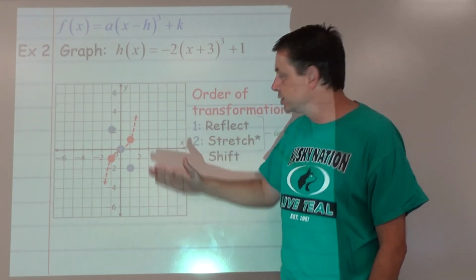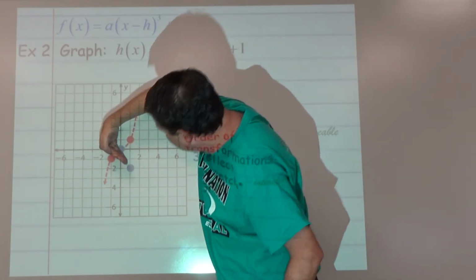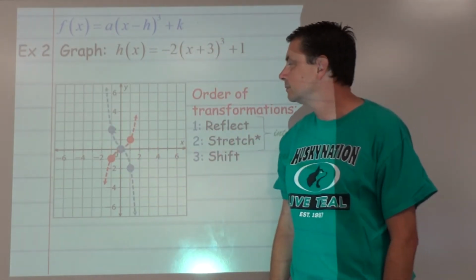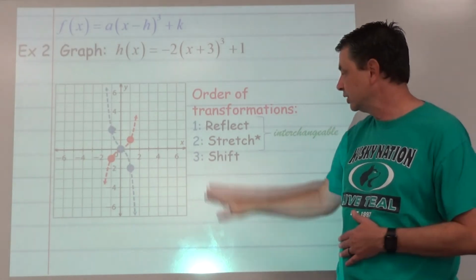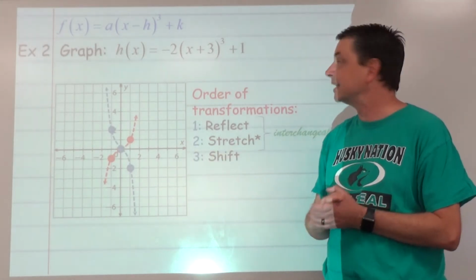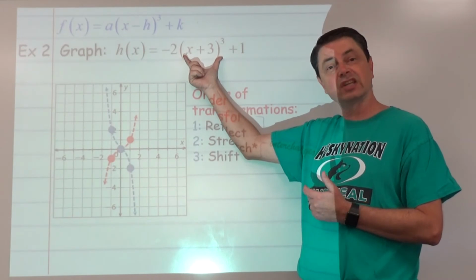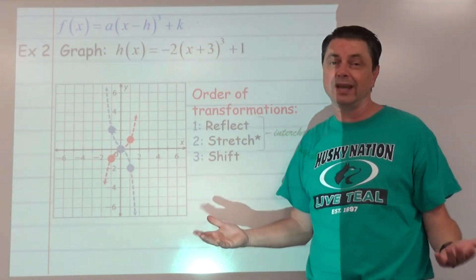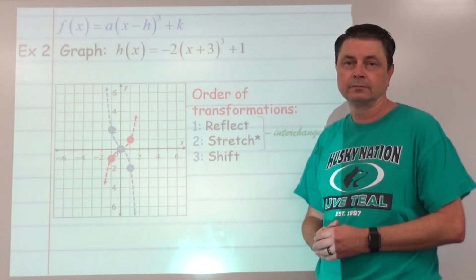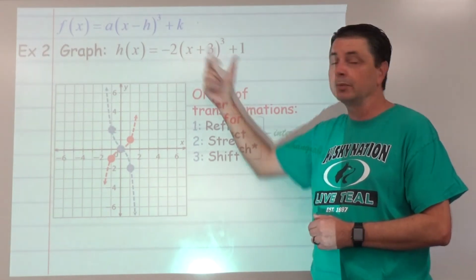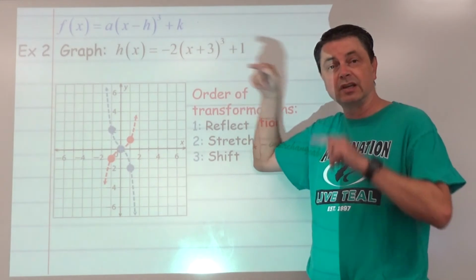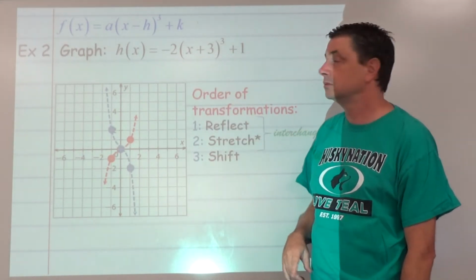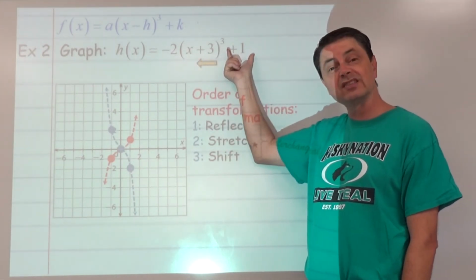Now, draw the shape. It's got to bend this way. That one's got to bend that way. And then the last thing we do is shift. We can do those both at the same time. So how is this going to shift? 3 units which way? Think about it for a moment. It's inside parentheses. It's with the x. X is left, right. Think opposite. Go left 3. What about the +1 at the end?